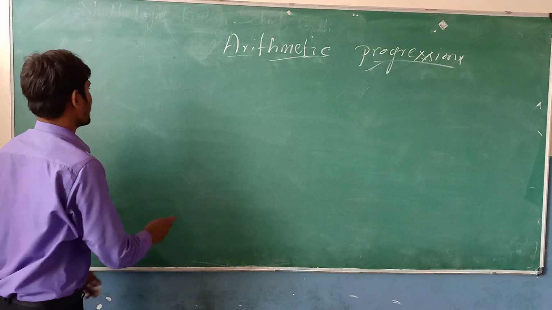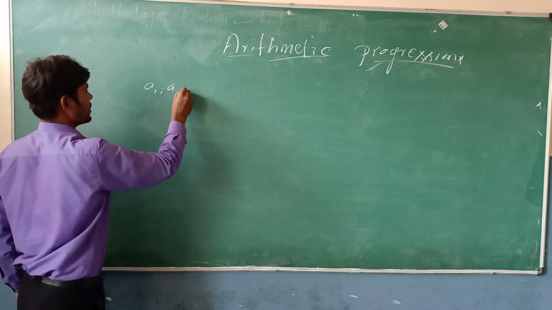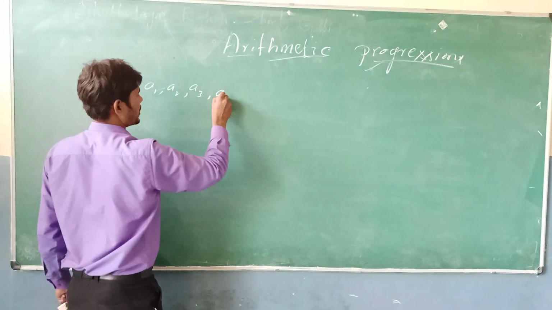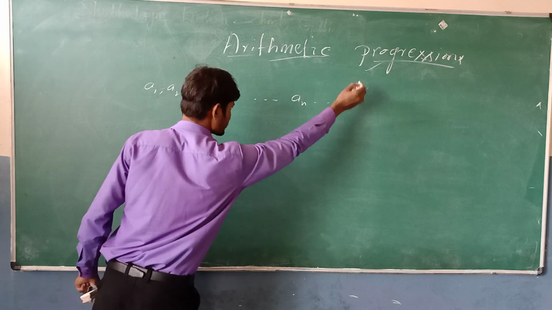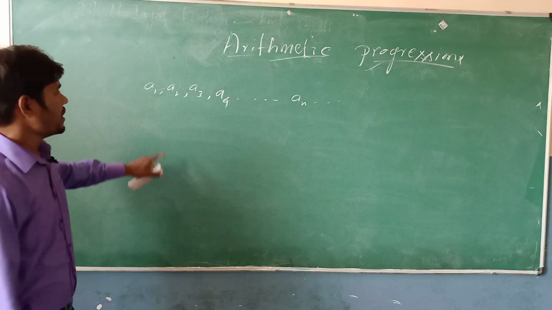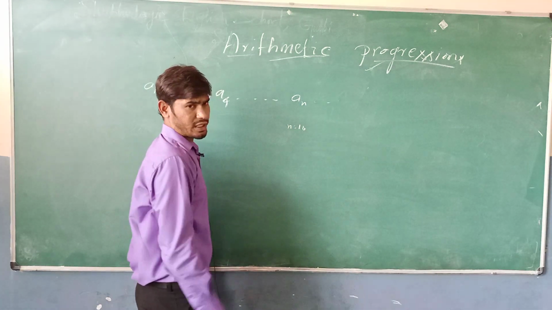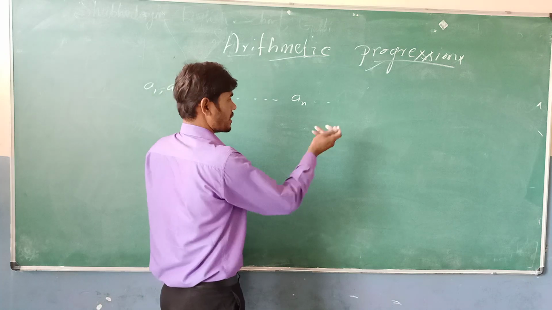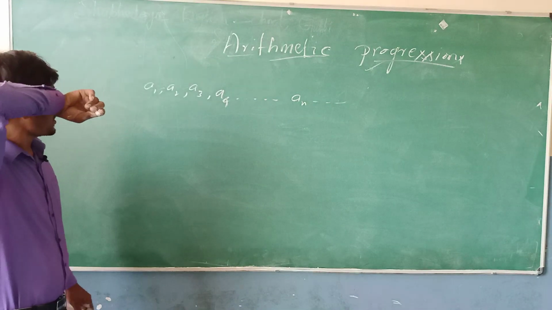The terms are represented by alphabetic letters: A1, A2, A3, A4, and so on up to the nth term, An. If n is 10, then it is finite. If n is countless, then it is an infinite arithmetic progression.